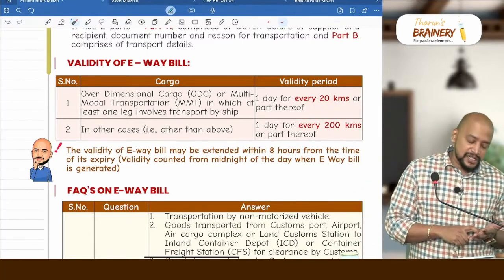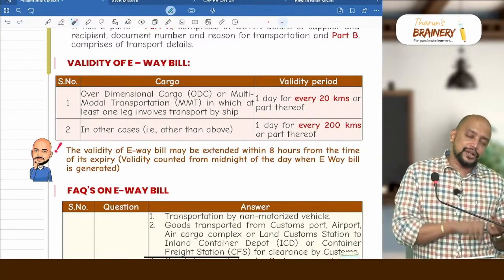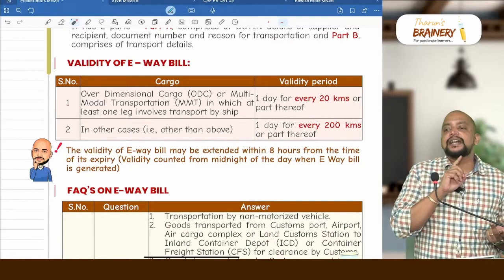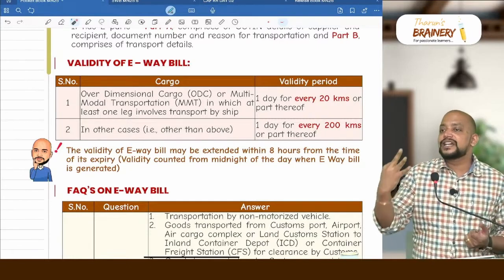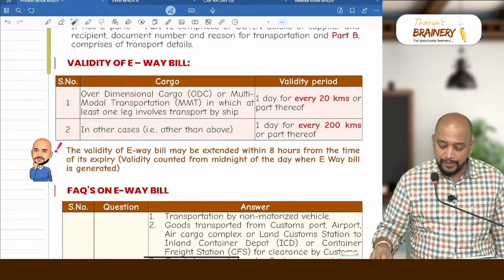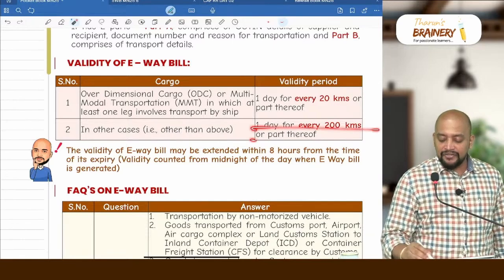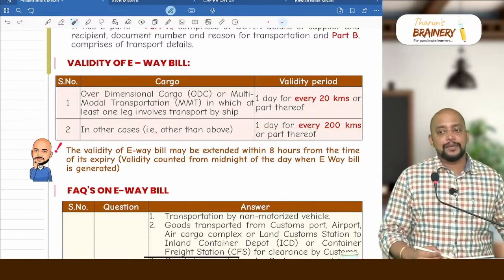480 kilometers means first 200 kilometers 1 day, next 200 kilometers 1 day, and thereafter 80 kilometers it will be 1 day. So 3 days will be taken as the validity of the e-way bill. You can see here, 1 day for every 200 kilometers or part thereof.